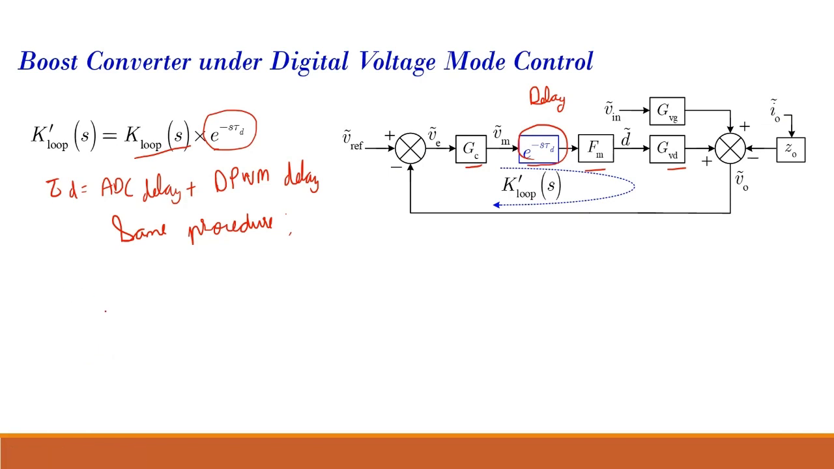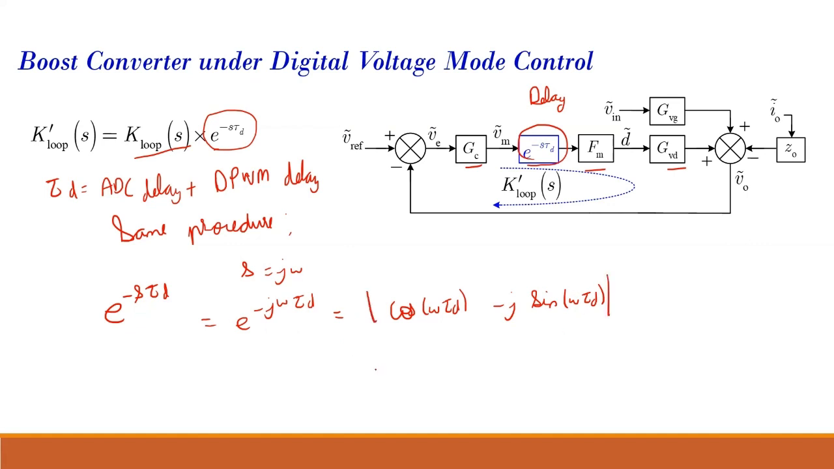So this e to the minus s tau d, what we do is replace s by j omega. So it becomes e raised to minus j omega tau d. It is of the form cos of omega tau d minus j sine. When we find the magnitude of this, it will be the square root of cos square omega tau d plus sine square omega tau d. So that is equal to 1, square root of 1 is 1. So this has a magnitude equal to 1.